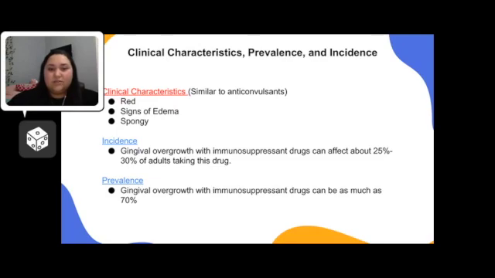Gingival overgrowth with immunosuppressant drugs can affect about 25 to 30% of adults taking the drug, and in children it can be as much as 70%. Meaning, if you're a child taking cyclosporin, you're 70% more likely to develop gingival overgrowth.